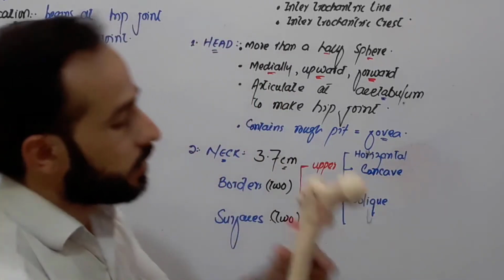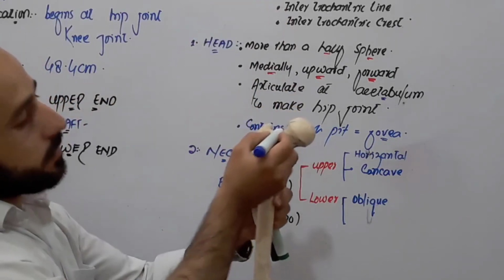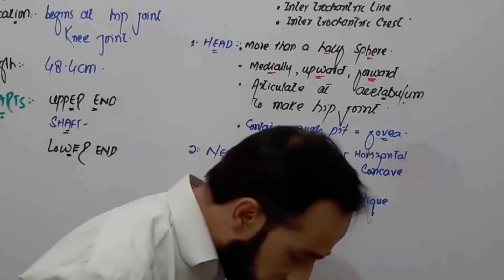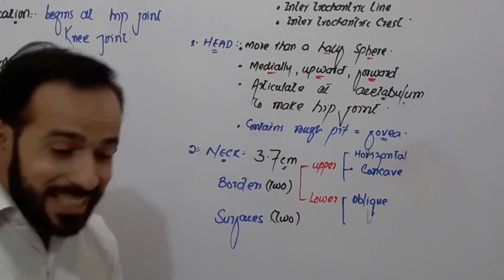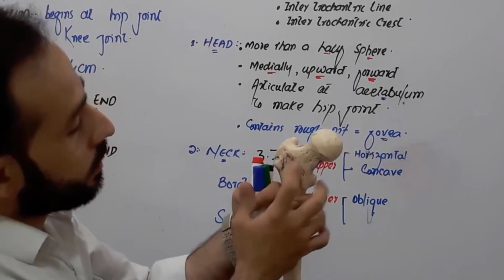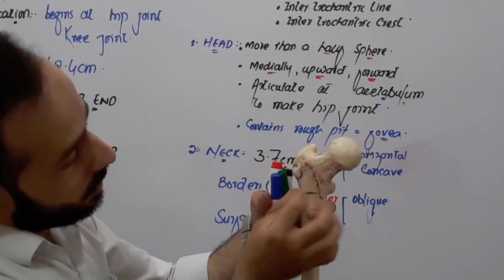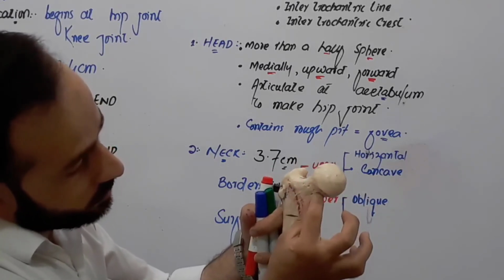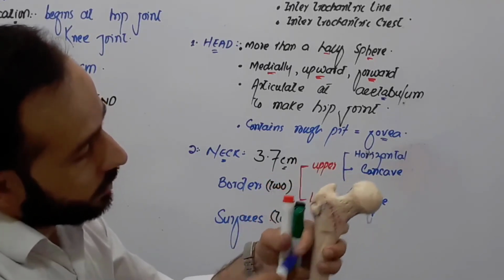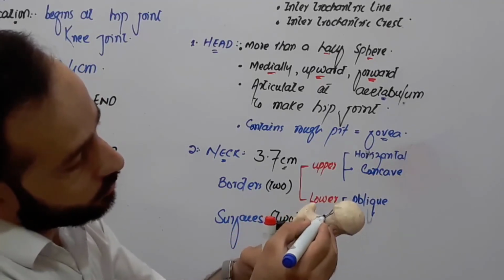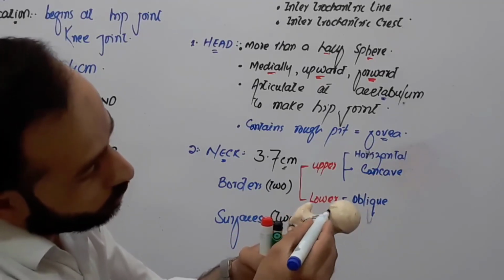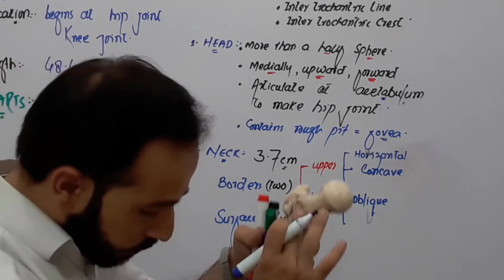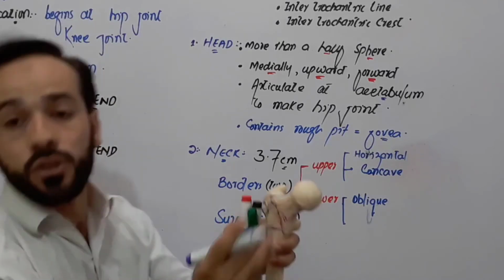You can see here it has a concavity, it has a depressed part. So the upper border is horizontal and concave, and it meets the shaft, right? Look carefully. Here is the head, and here is the shaft of the bone. In between the head and the shaft there is the neck. The neck, we say that it begins here and comes towards the shaft of the bone. So the upper border meets the shaft of the bone at the greater trochanter.